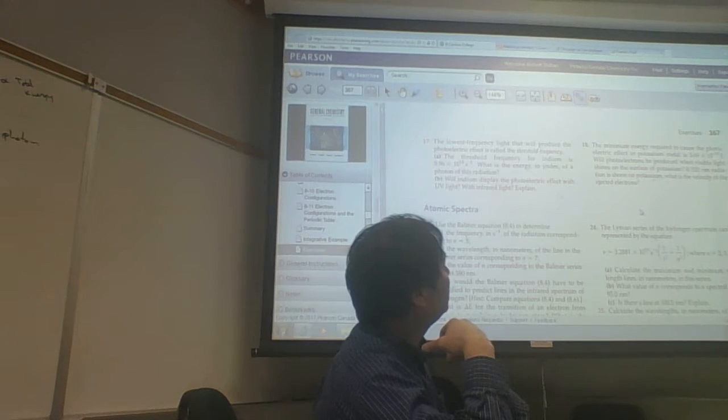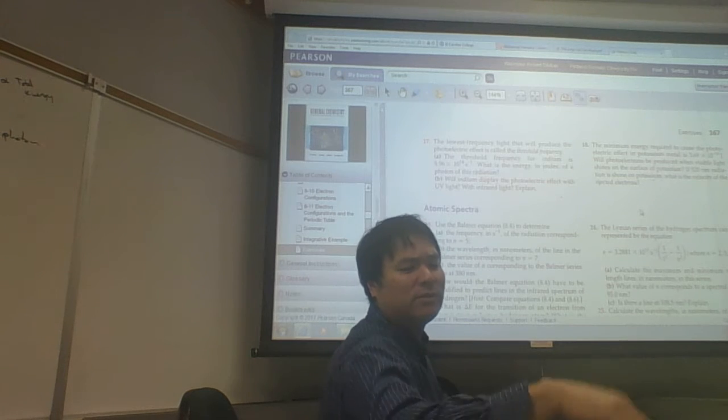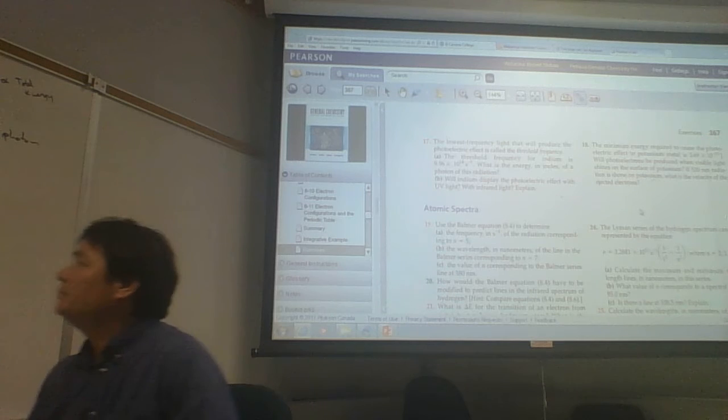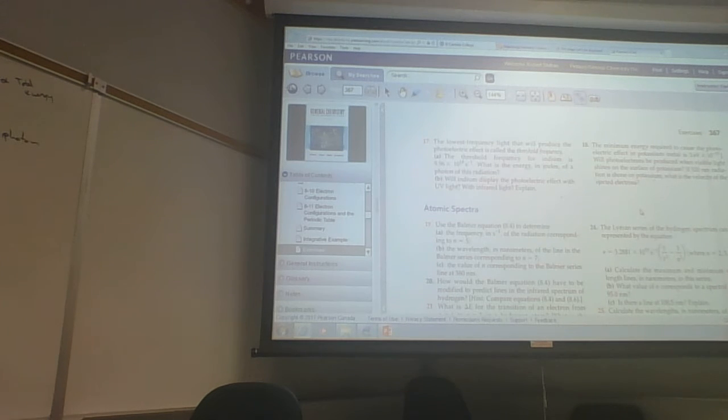If 520 nanometer radiation is shown on potassium, what is the velocity of the ejected electrons? So what is 520 nanometers? What color is that? Let's look at the spectrum here.